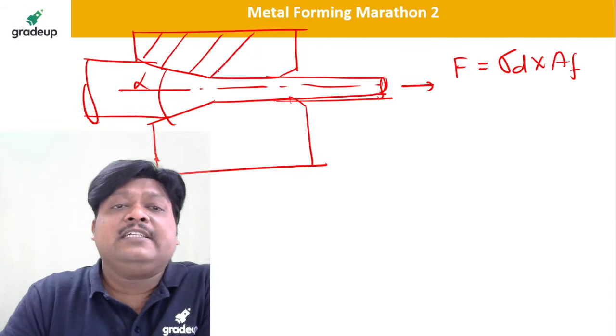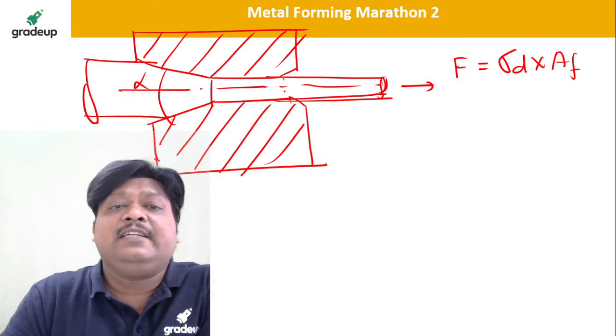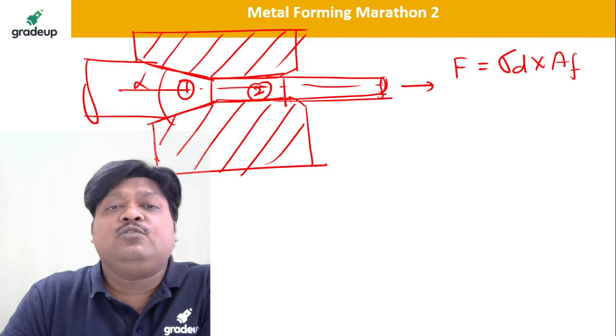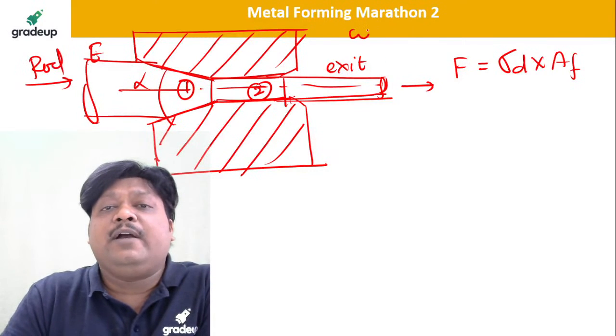This is the die. So these are the various zones we are having here. This is the deformation zone. So say this is number 1. This is the sizing zone. This is the entry and this is the exit. So entry is with the rod and output you will get the wire.